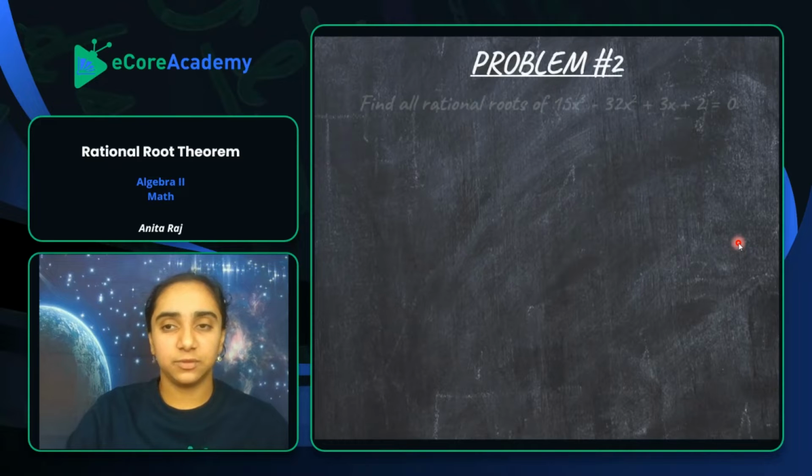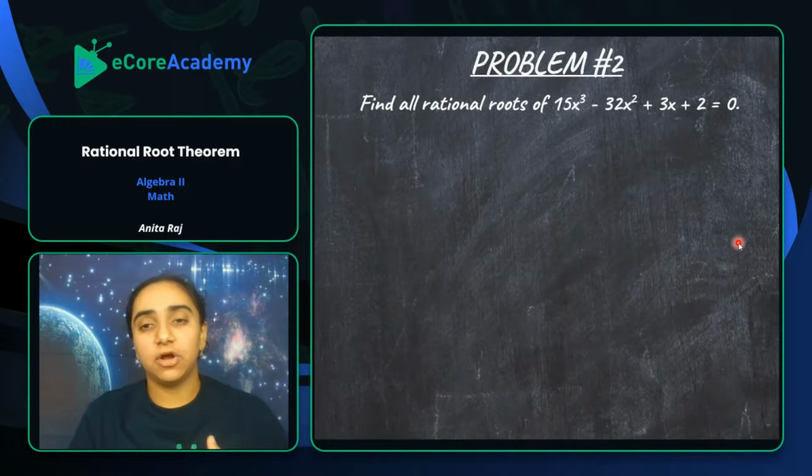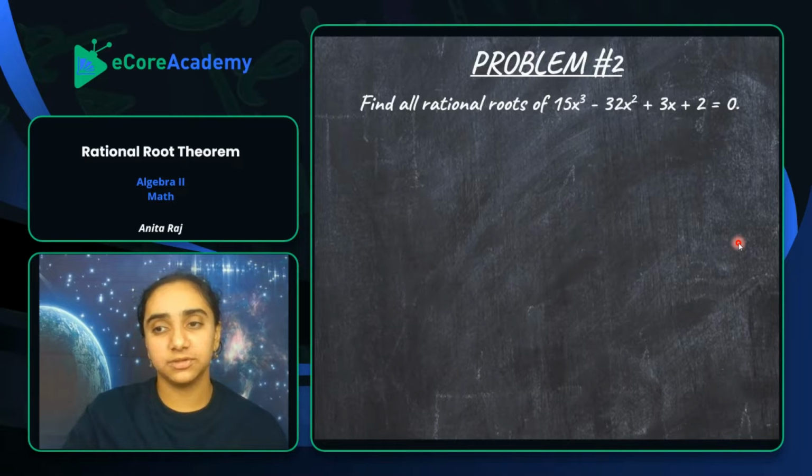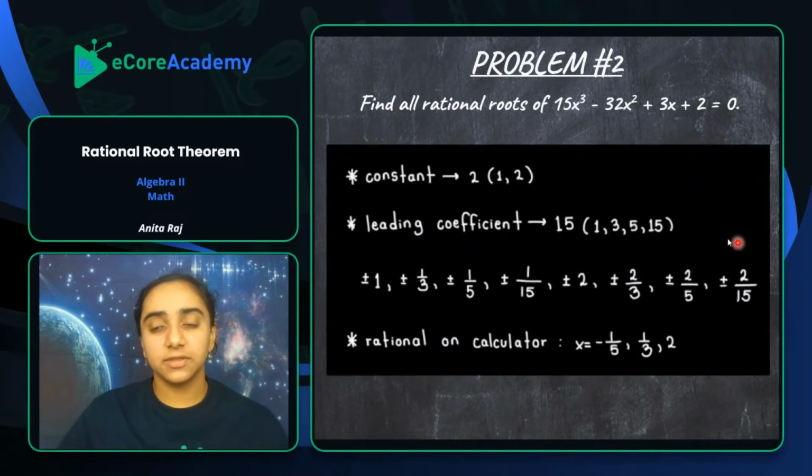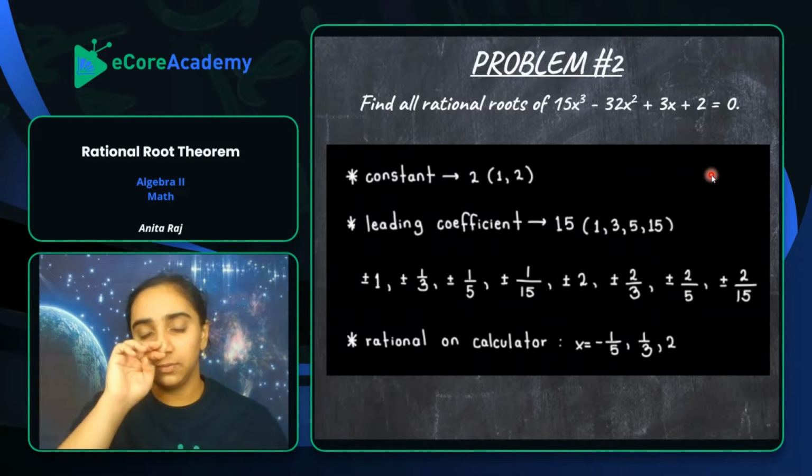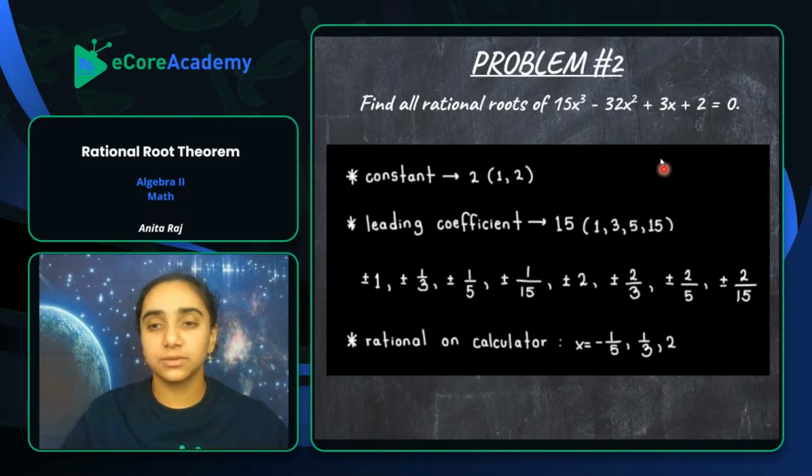Now let's move on to the last problem, problem number 2. We're going to find all rational roots of 15x cubed minus 32x squared plus 3x plus 2 equals 0. In this case, when we begin the rational root theorem, first we're going to look at the constant, obviously, which is 2. 2's factors are 1 and 2 because it's a prime number. Then we're going to look at the leading coefficient, which is 15. The factors of 15 are 1 and 15 and 3 and 5.